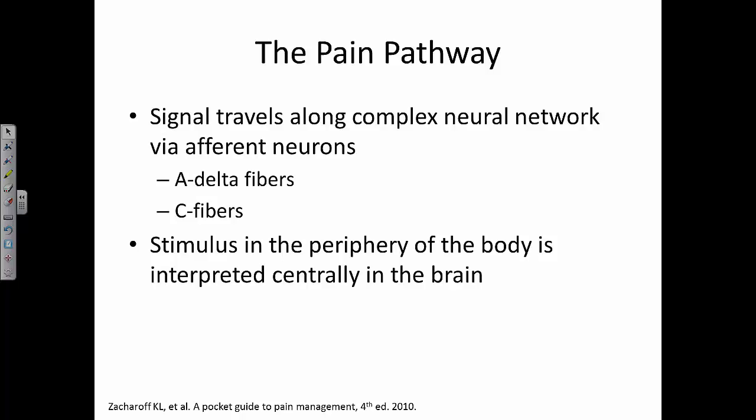So looking at the pain pathway, these signals travel along a complex neuronal network via what we call afferent neurons. And we have two main types of fibers. These are A delta fibers and C fibers. So you could throw these phrases out at a dinner party and it'll make you sound pretty smart. The stimulus in the periphery, or outside of the body, then becomes interpreted centrally within the brain.